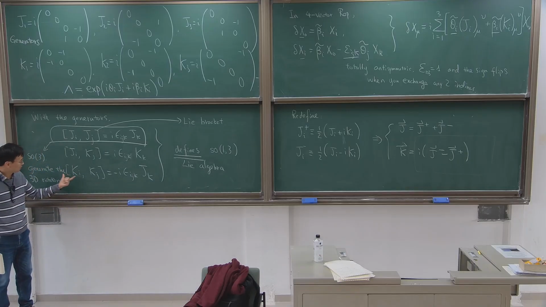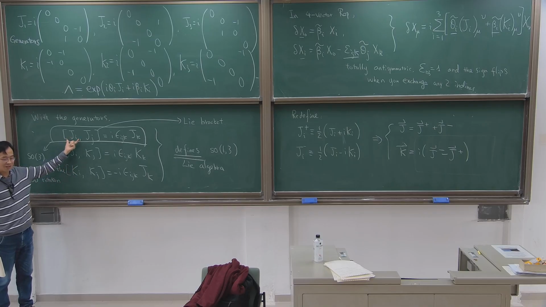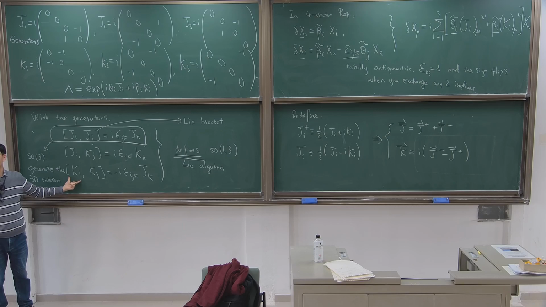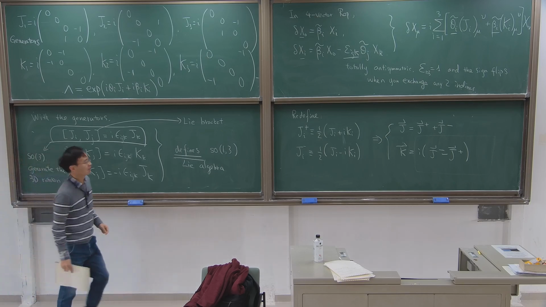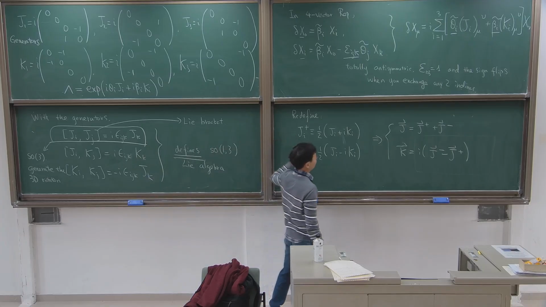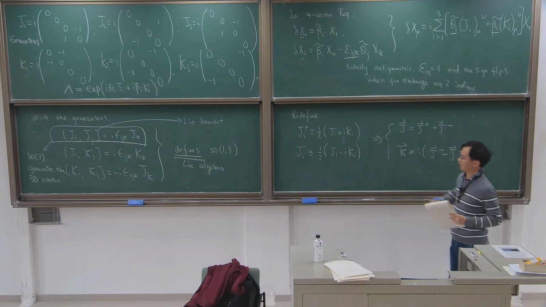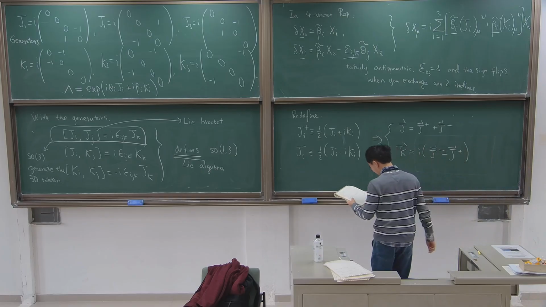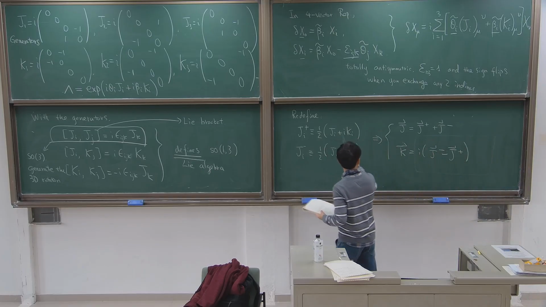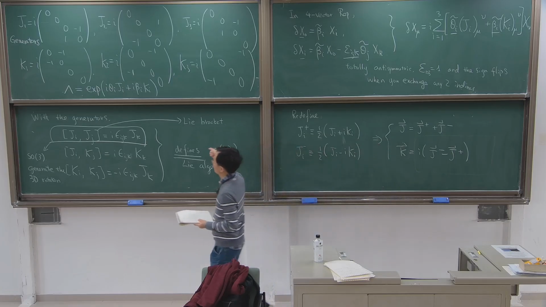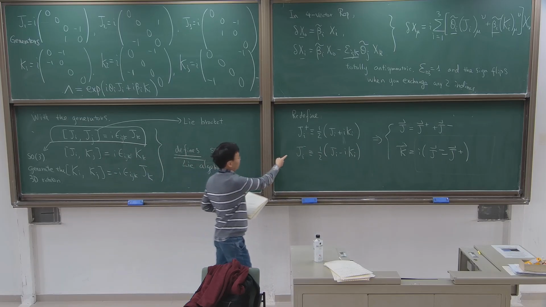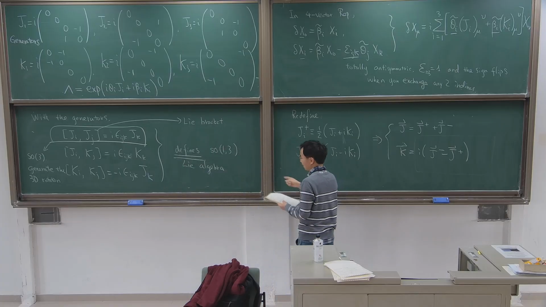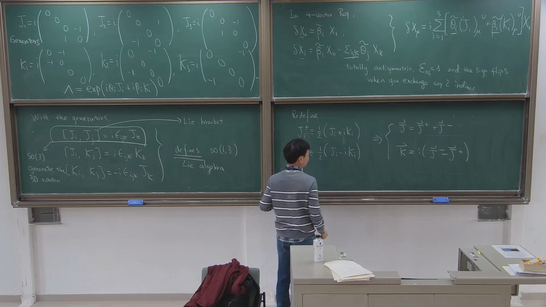There's a particular physical meaning to J and K: they generate physical rotations and boosts in space. On the other hand, this is just a rewrite. So whenever you do a redefinition, don't forget the original generators, which have a particular physical meaning. You can easily check yourself that by doing this redefinition, you get a new set of algebras for J plus and J minus.